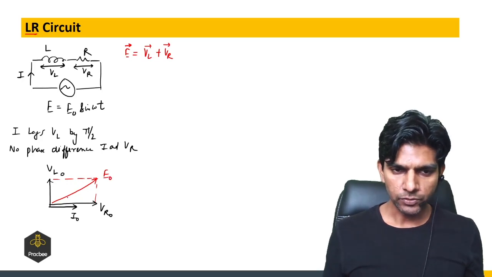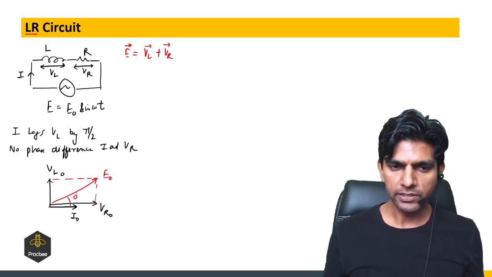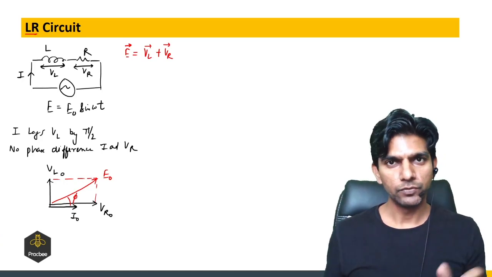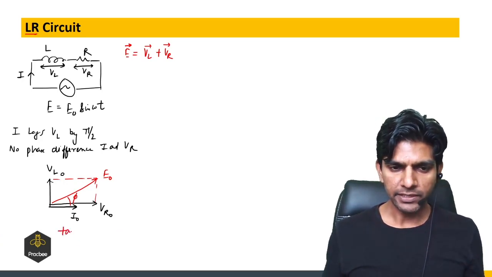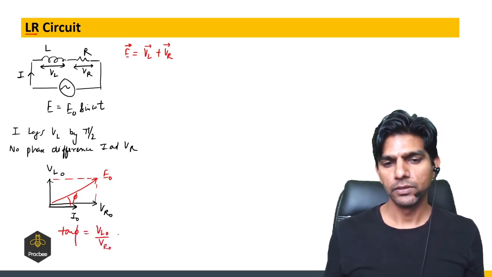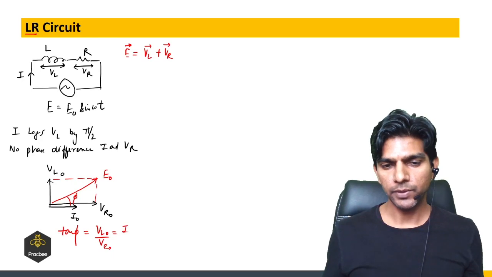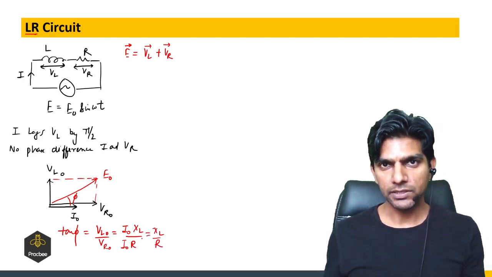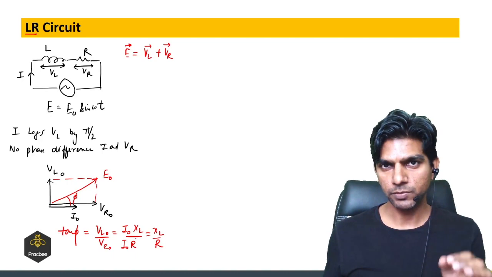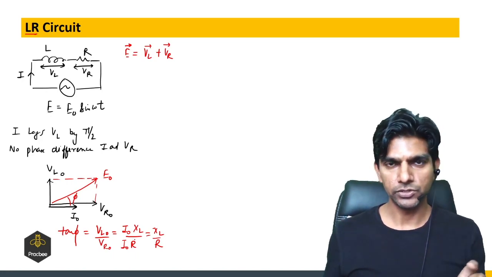And the angle between E naught and I naught is the phase difference between the current and the voltage supplied by the battery or the AC source. So from here we can say tan phi will be VL naught by VR naught. And what is VL naught? It will be the peak current times the inductive reactance, and VR naught is the peak current times the resistance. So this comes out to be XL by R. Now from this equation we can find the phase difference between current and voltage supplied by the AC source.